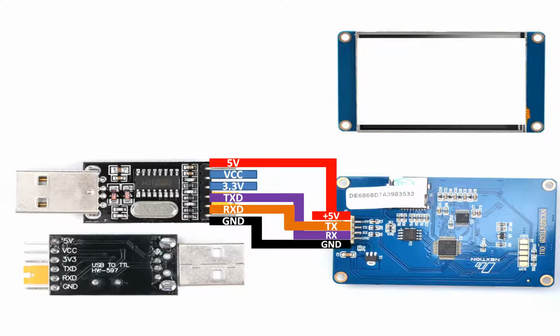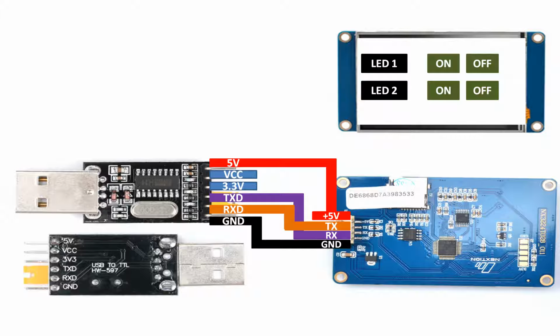Now after interfacing this with a computer, I am going to use the Nextion editor software to make the background white, and I will initialize these 6 objects on the screen. These 2 are text boxes, these 4 are buttons. I am going to use 2 LEDs. When you press this button, the first LED will turn on. When you press this button, the second LED will turn on. When you press this button, the first LED will turn off. When you press this button, the second LED will turn off.